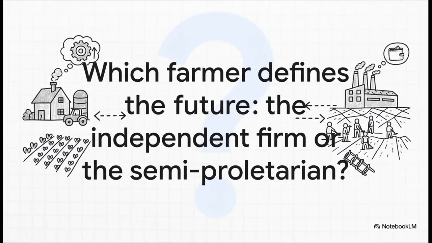And all of this leaves us with a huge question for the future. As farm technology keeps getting more and more advanced, which vision of the farmer is going to win out? Is the future of agriculture going to be defined by millions of independent family farms making efficient choices? Or will it be defined by a growing class of laborers, people who might still be called tenants on paper, but who in reality are working for massive, centralized operations with very little independence? The theory you choose doesn't just explain the past, it helps us understand and maybe even shape the answer.